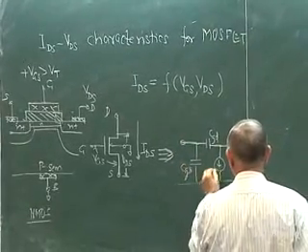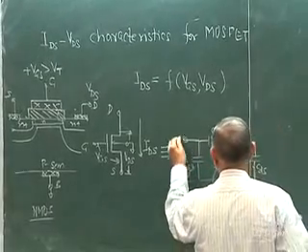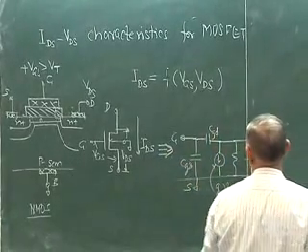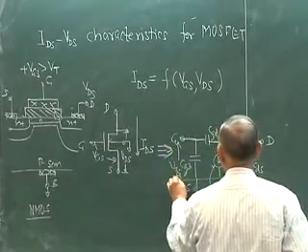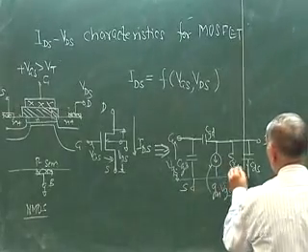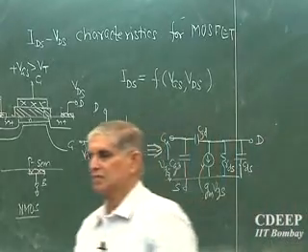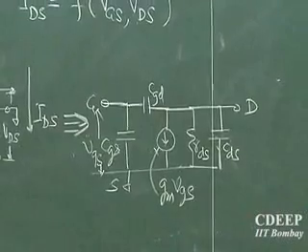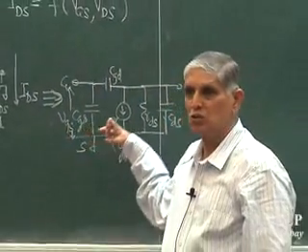And this current source is gm times VGS. If this is my gate, this is my source, this is my drain, then VGS is applied here, and of course we will derive this. This is just to show you what I need to do, why I am doing all this. My ultimate interest is to get this.